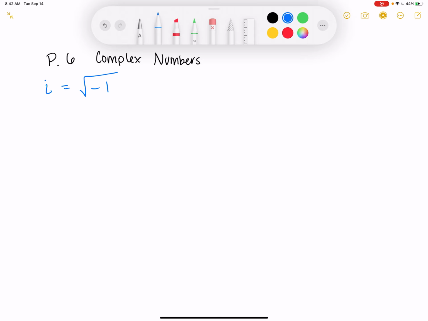I equals the square root of -1. It's defined as a solution of an equation: I squared plus 1 equals 0. Okay, I is an imaginary unit.